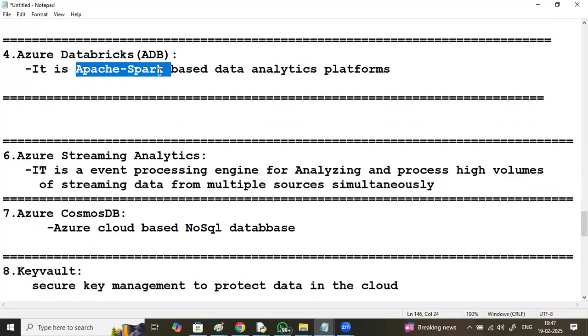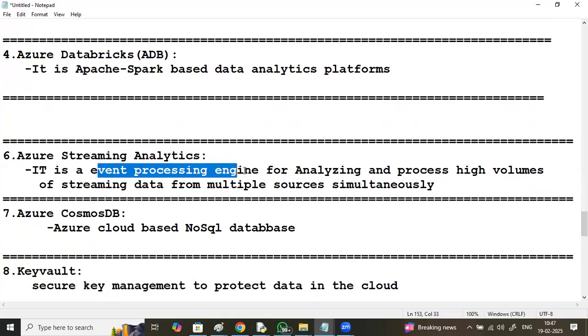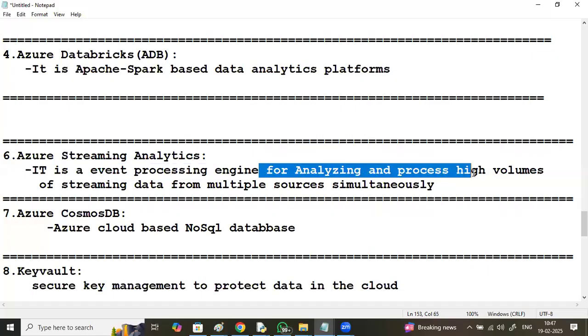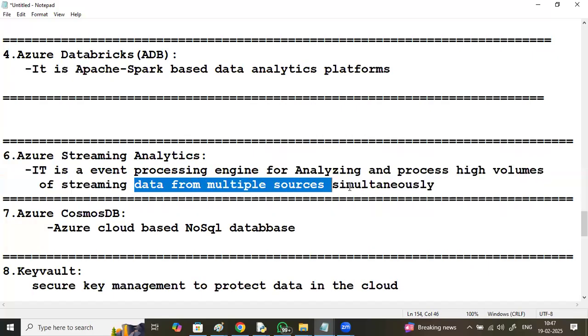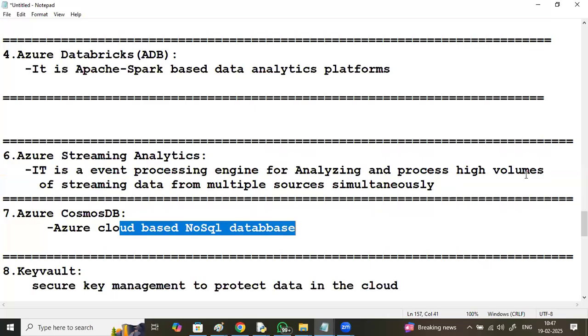With Apache Spark, we discussed PySpark. Azure Stream Analytics is an event processing engine for analyzing and processing high volumes of streaming data from multiple sources. And Cosmos DB is a cloud-based NoSQL database like MongoDB, but here in the cloud.